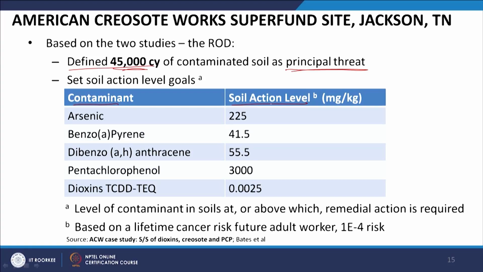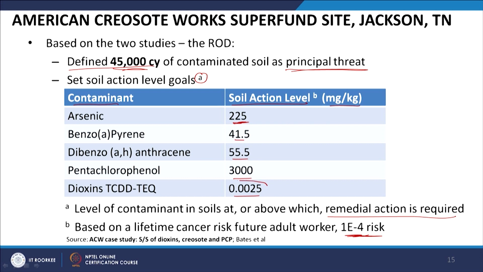And also action level goals. So here the contaminant action level, as in this is the level of contaminant in soils at or above which remedial action is required, right. This is A out here, and B is based on the lifetime cancer risk future for an adult worker, and the risk is 10 power minus 4, right. So set action level goals, right, and action level B based on this particular case, they want to bring it down to 225 milligram of arsenic per kg of soil, and benzopyrene, dibenzoanthracene, pentachlorophenol, and different dioxins.